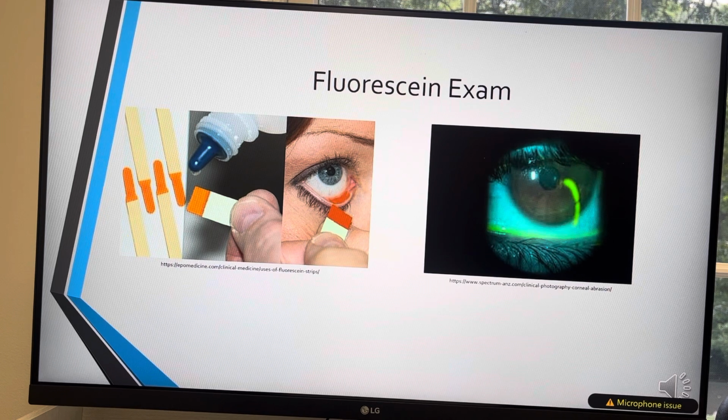It's important to know how to do a fluorescein exam. A fluorescein exam is to evaluate for corneal abrasions and foreign bodies in the eye. So the patient may be working in the shop and feel like they got something in their eye, or they can actually feel something in the eye. Now, of course, you can always refer these patients out to an eye specialist, but it helps if you have this tool in your back pocket and know how to use it.